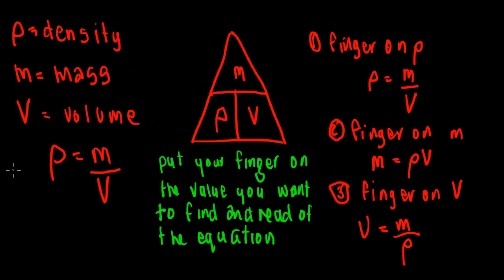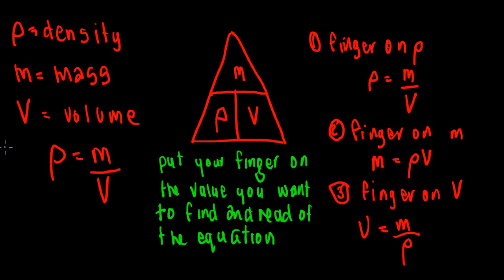The Greek letter rho is the symbol that's often used for density. It's a sort of italic, sloping P. I'm going to call it P, but it stands for density. Little m, lowercase m, is for mass, and capital V is for volume. The formula for density, or the definition of density really, is P, density, equals mass divided by volume.